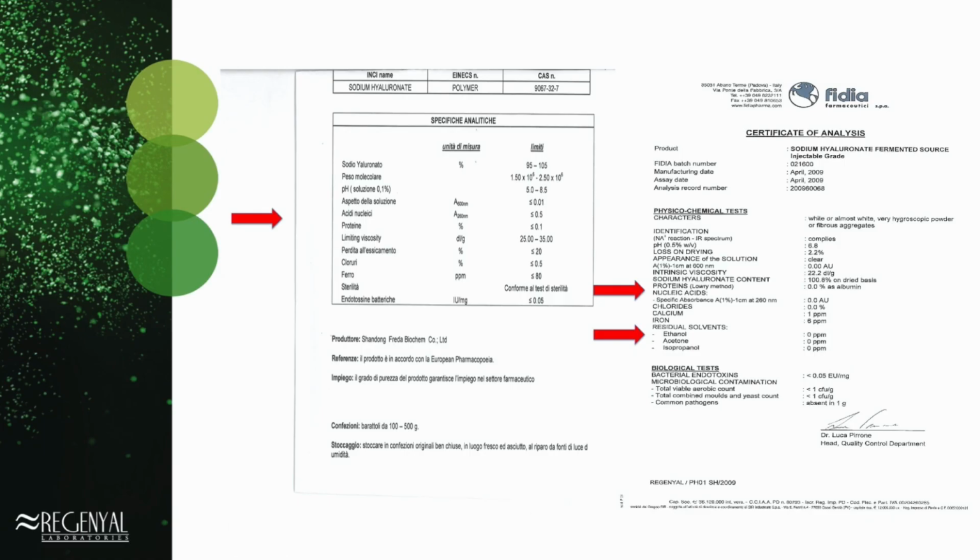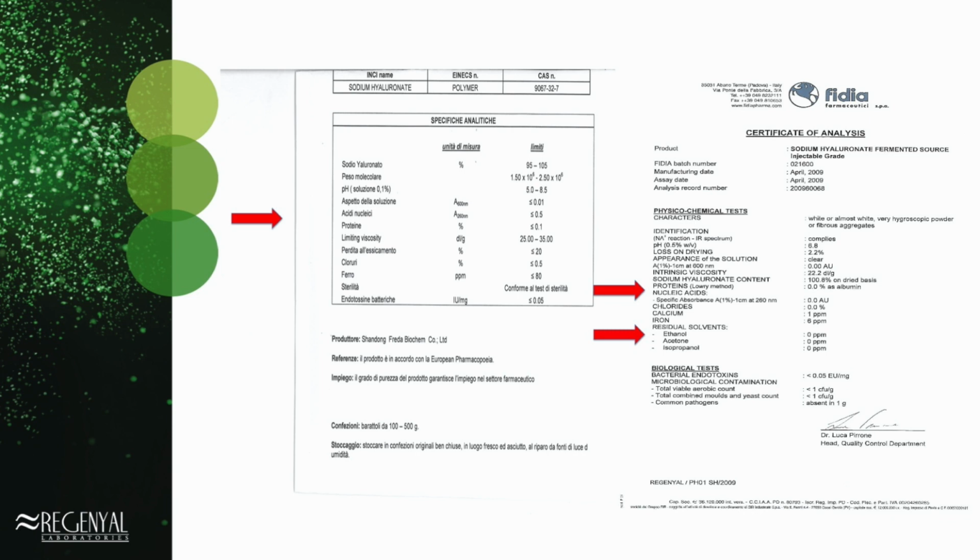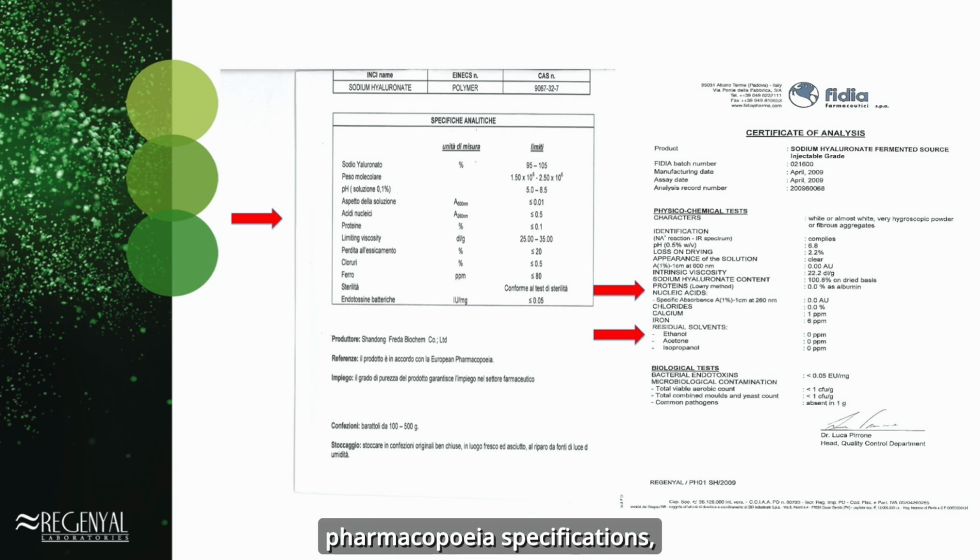But if we look at the characteristics of the analytical certificates of these hyaluronic acids, it emerges that the ultra-pure hyaluronic acid of Fidia Farmaceutici has a quantity of nucleic acids and proteins well below the Pharmacopoeia specifications. That is, a value of 0.0. While the hyaluronic acids of the other companies have proteins below 0.1% and the nucleic acids below 0.5, much higher values than those of Fidia Farmaceutici.